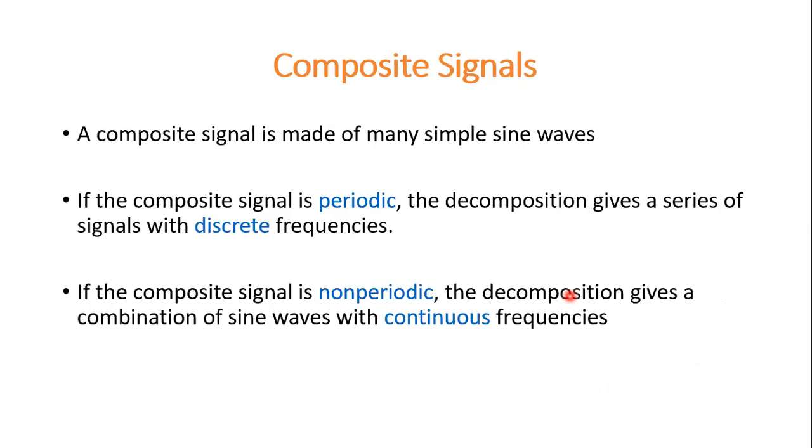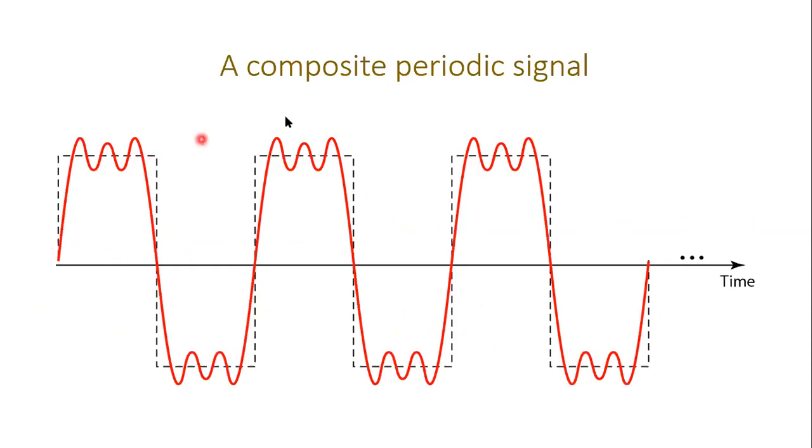The next topic: what is a composite signal? So far we have seen simple signals. A composite signal is made up of many simple sine waves. Again, it can be periodic or non-periodic. If the composite signal is periodic, then decomposition gives a series of signals with discrete frequencies. If it is non-periodic, then decomposition gives a combination of sine waves with continuous frequencies. So periodic is discrete and non-periodic is continuous. This is a composite periodic signal with multiple sine waves.